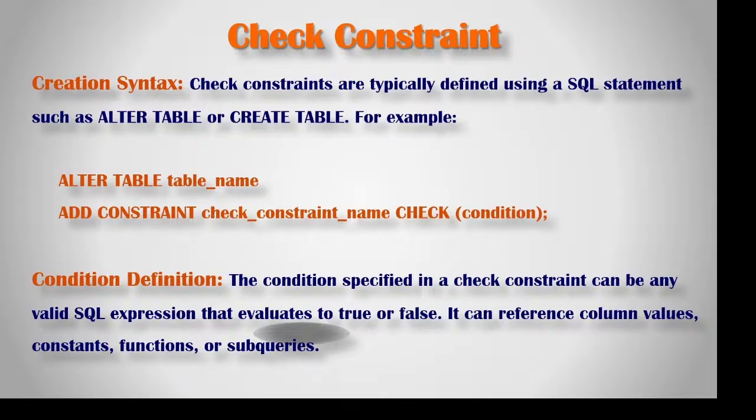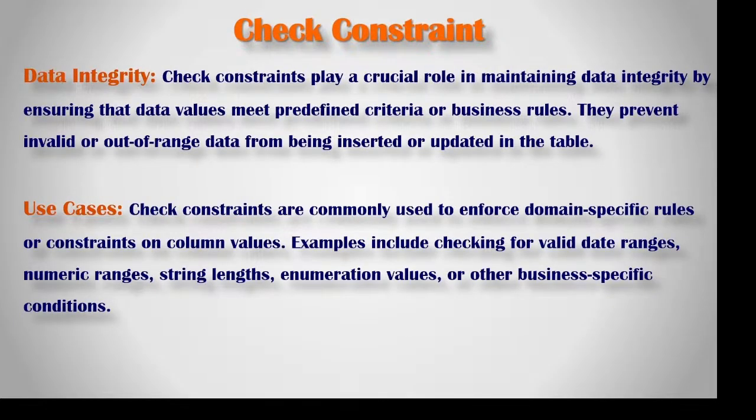Data integrity. Check constraints play a crucial role in maintaining data integrity by ensuring that data values meet predefined criteria and rules. They prevent invalid or out-of-range data from being inserted or updated in the table. Uses. Check constraints are commonly used to enforce domain-specific rules on column values. Examples include checking valid date ranges, numeric ranges, string lengths, enumeration values, and business-specific conditions.